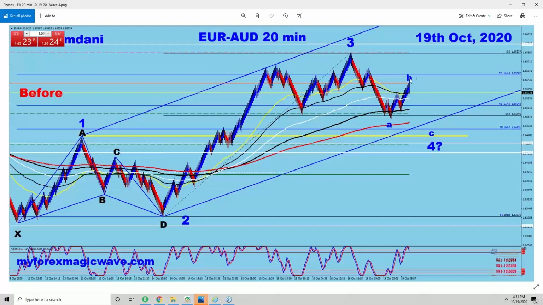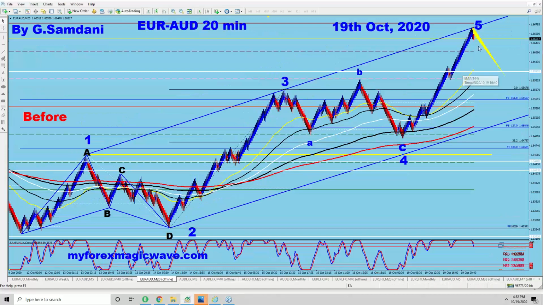This was an ABC correction, an expanded flat, finished here as wave 4, around 38%, and then we went up for wave 5 without me having any long entry whatsoever. This was my long entry here, and after that, it went up in a straight line. This was a very big number here, 65.97. It blew past this one and then all the way hit this trendline, right?